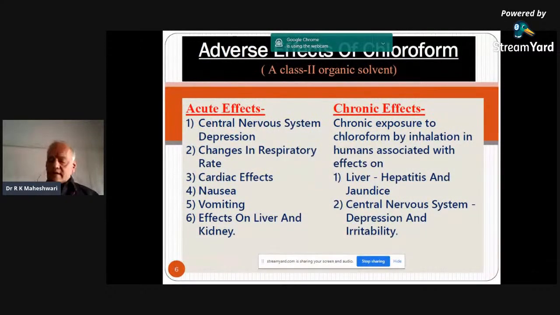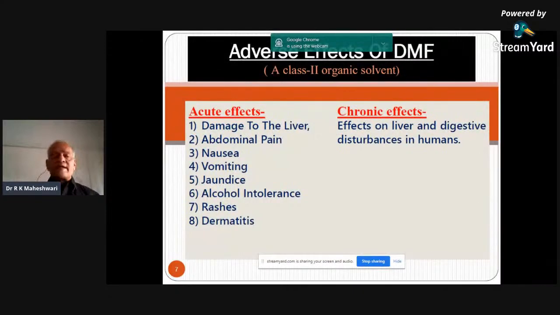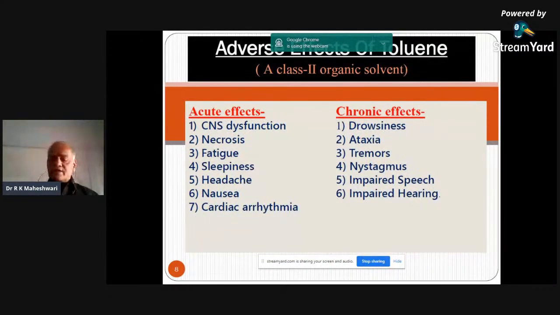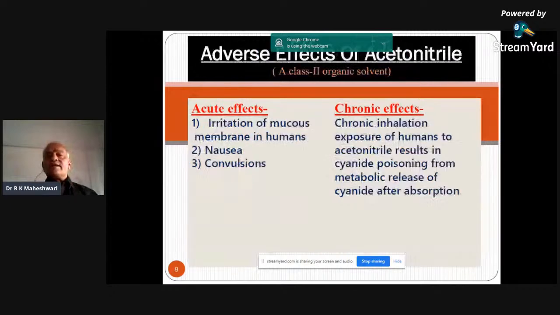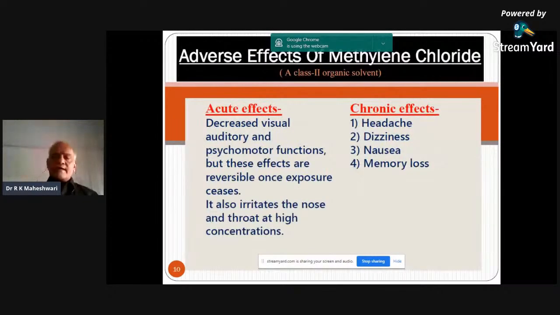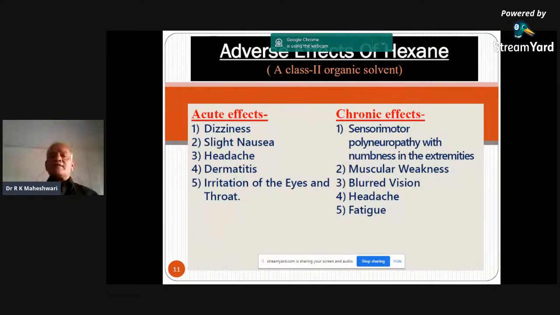Just like methanol, chloroform is also very injurious to our health. Similarly, DMF, dimethylformamide, is very injurious to our health. Toluene is also very injurious to our health. Then acetonitrile, methylene chloride, hexane, like this.